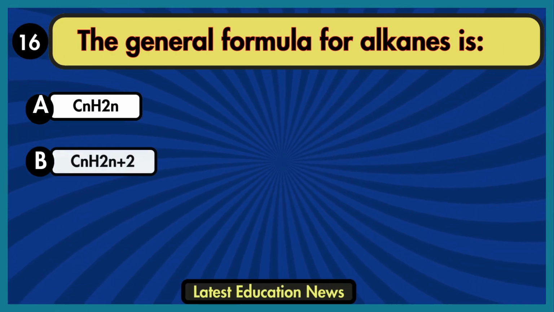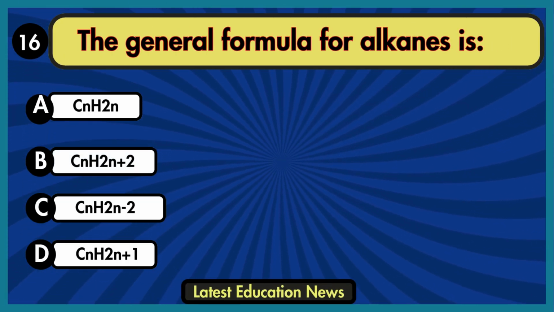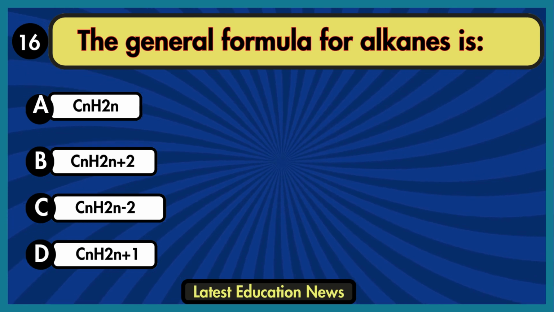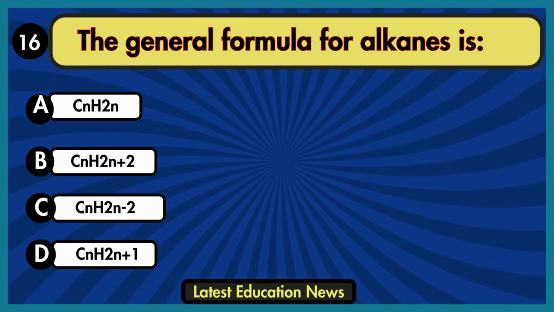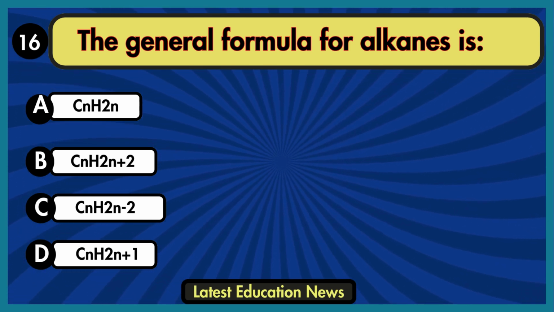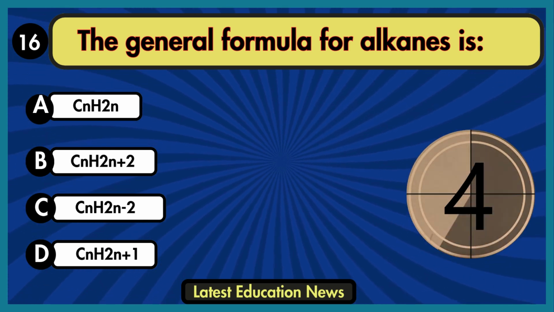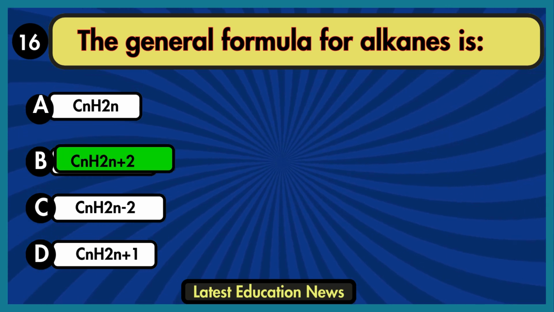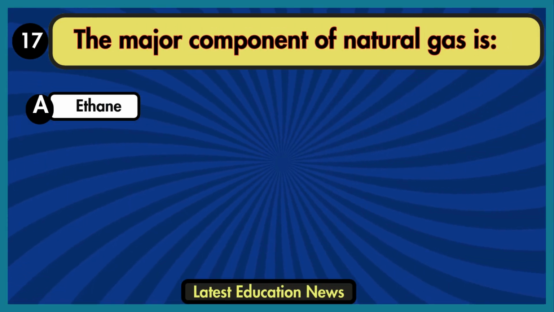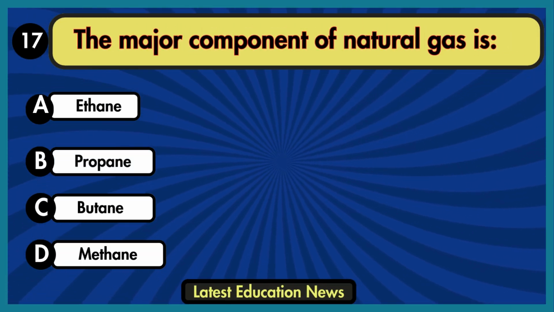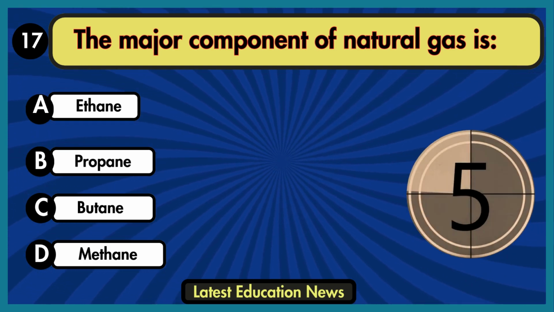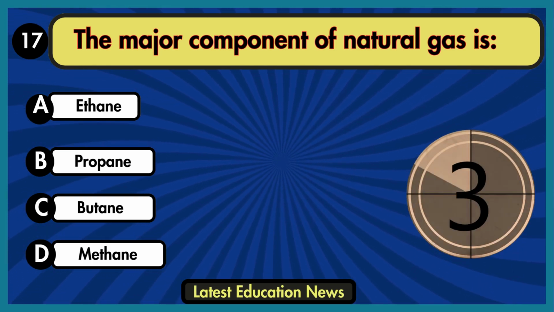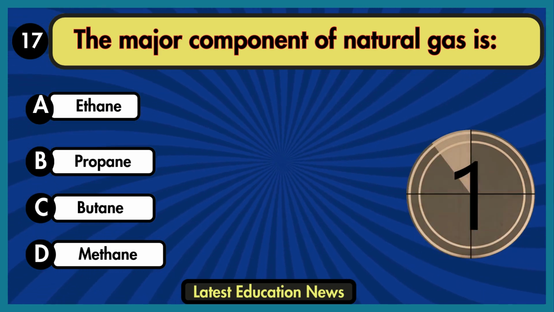The general formula for alkanes is: A. CnH2n, B. CnH2n+2, C. CnH2n-2, D. CnH2n+1. The correct answer is option B, CnH2n+2. The major component of natural gas is: A. ethane, B. propane, C. butane, D. methane. The correct answer is option D.